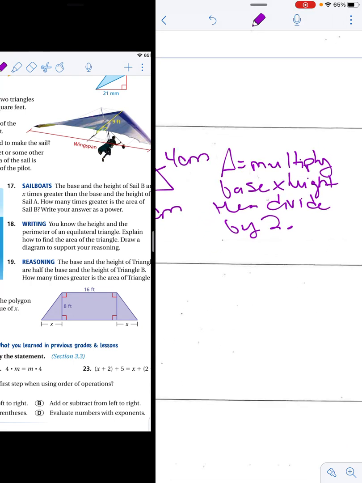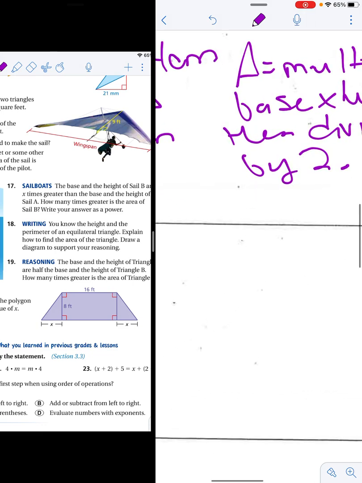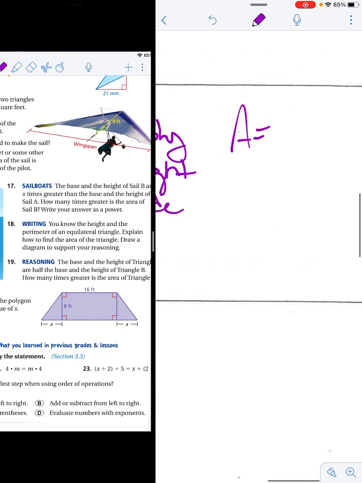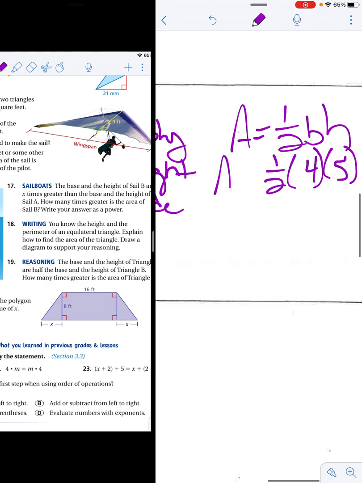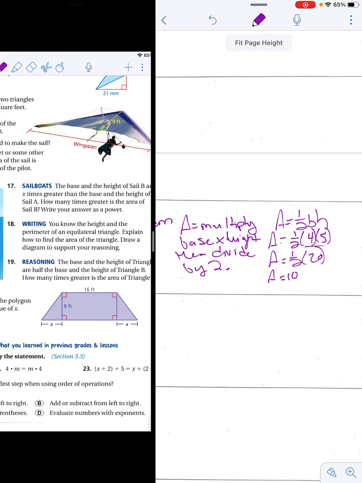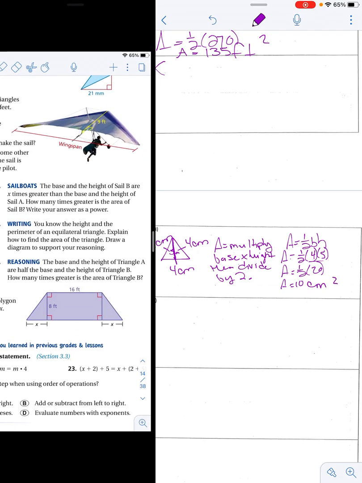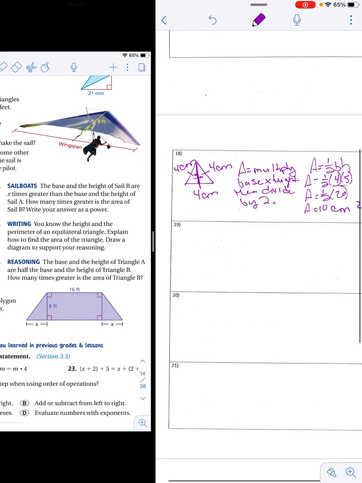We did. Okay. If the base is 4 and the height is 5, half of 20 would be 10. Okay, so there's just an example. Centimeters squared. Let's look at 19.